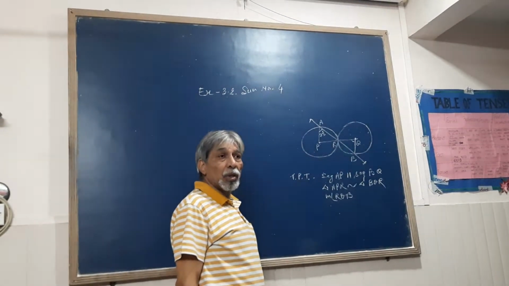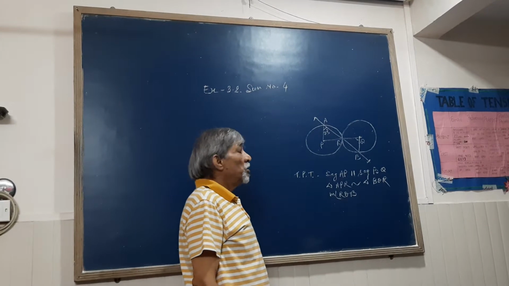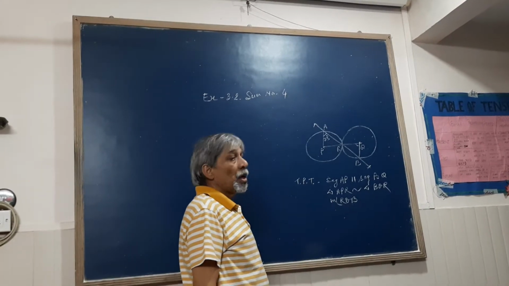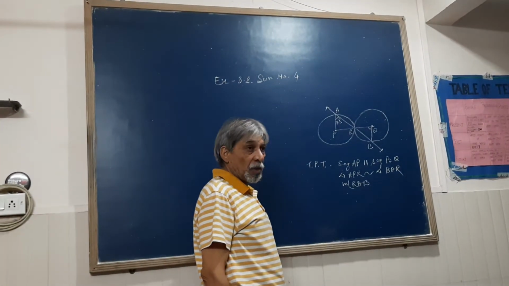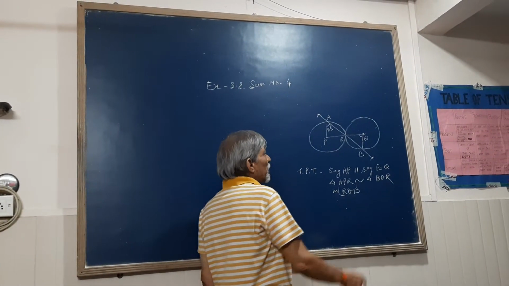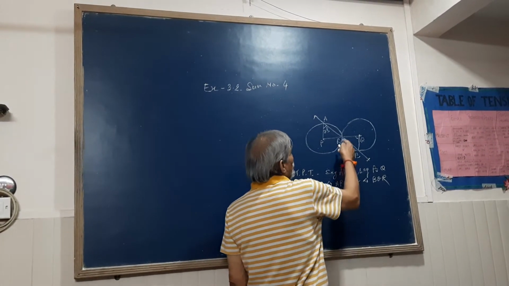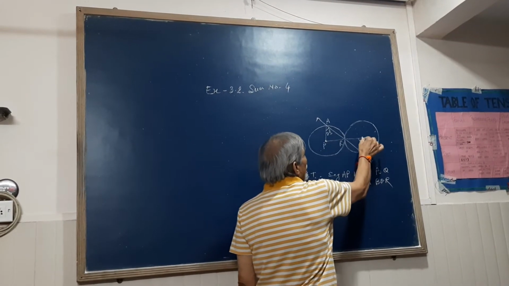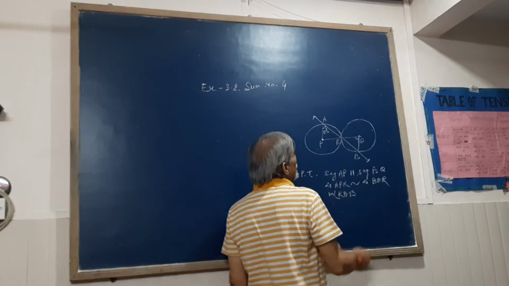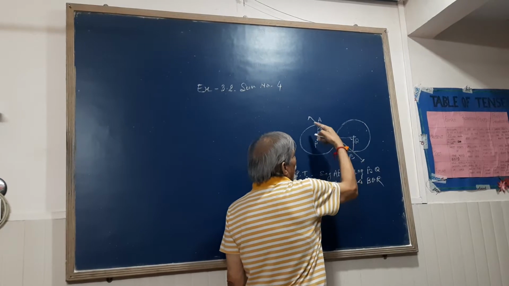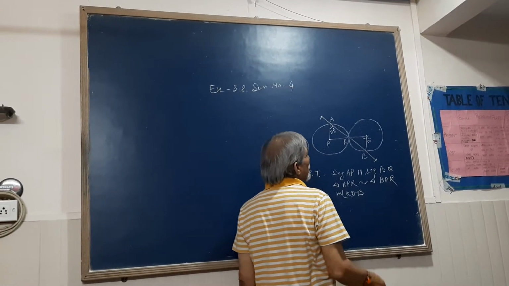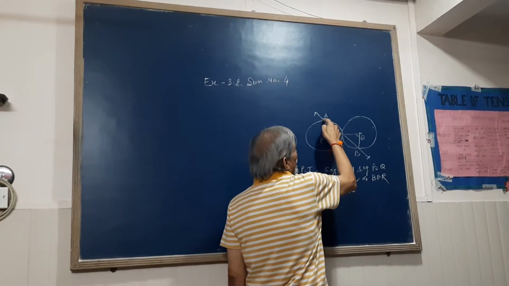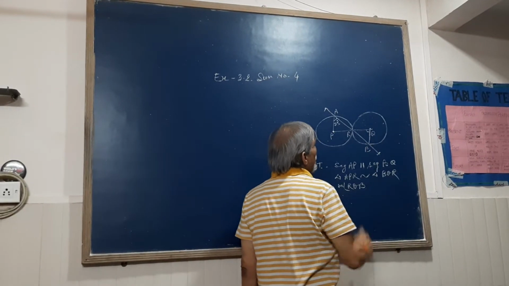Dear students, today we are going to study a sum of exercise 3.2 and sum number 4. The data is given here. Two circles are touching each other. These circles are with center P and Q, and a line intersects both the circles, passing through the meeting point and circle P in point A and circle Q in point D.